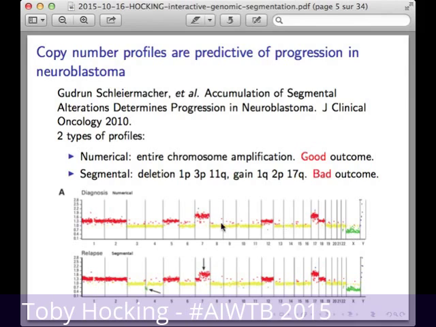They classify this profile as a numerical profile because there are only changes in whole chromosomes, right? Here you see the whole chromosome is either normal or gain or loss. The gain is 3 or more copies of the chromosome, and the loss is probably 1 copy of this chromosome. But what they identified when they were looking at the more violent tumors were these segmental profiles, where you have some chromosomes, like chromosome 1 and 2 here, which have full chromosome amplifications, like here 3 or 4 copies probably.